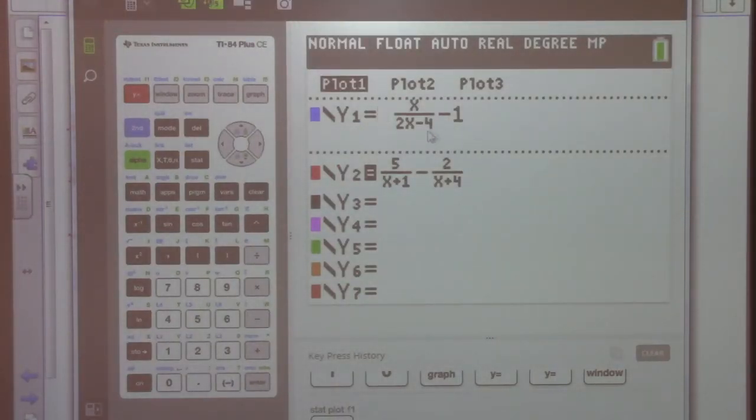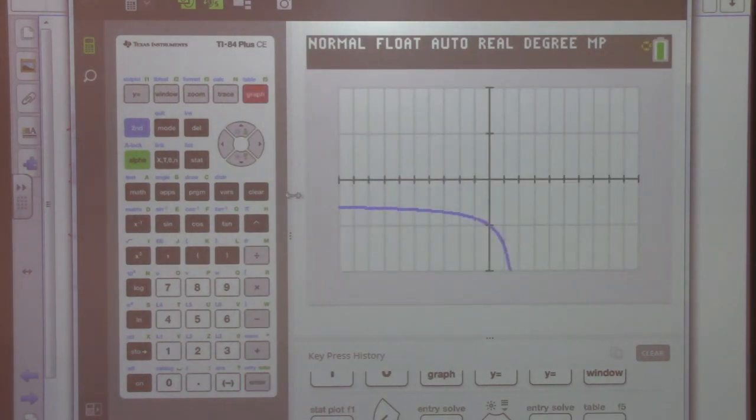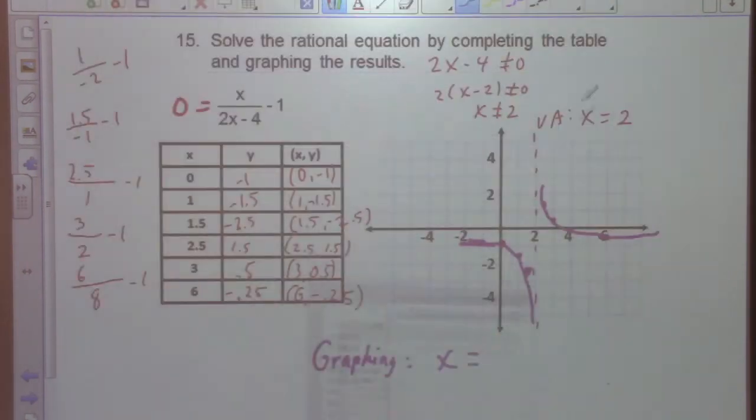So here's the graph in the calculator right here, right? I'm going to activate it. Go down here. And so now we should graph in the calculator where it is. Where does the graph touch or cross the x-axis? 4. So this is going to be x is equal to 4.